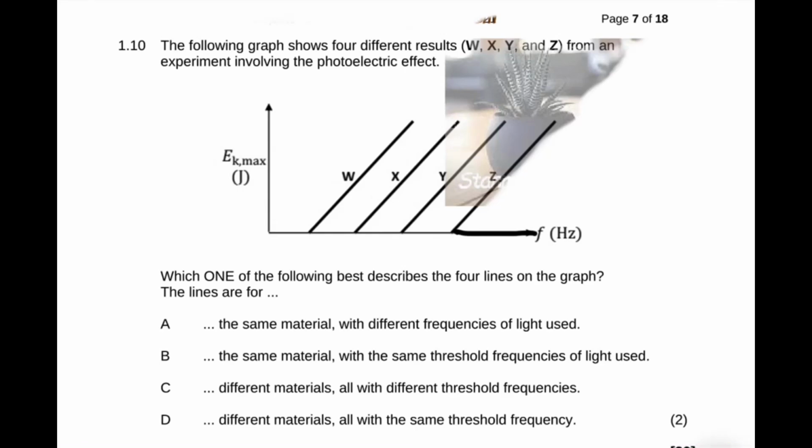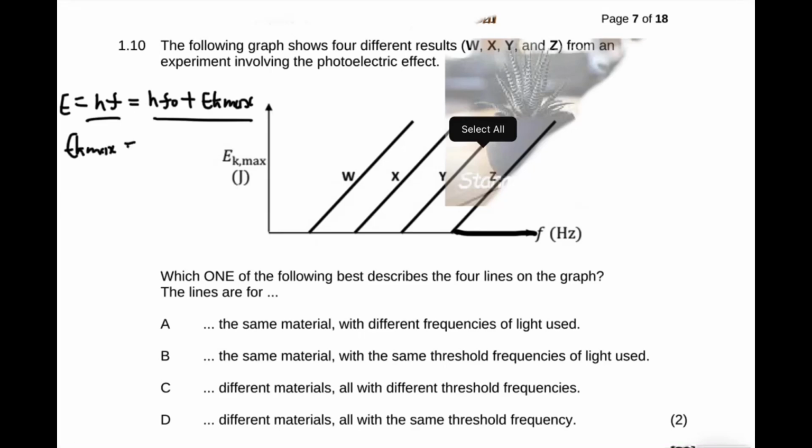Let's derive an equation. We know fully well that the energy is equal to Planck's constant multiplied by the frequency. Another way, you can have Planck's constant multiplied by the threshold frequency plus EK max. So these two are equal to each other, and that's how we derive our equation. We know EK max is supposed to be our Y. If we rearrange, we get EK max equals H, Planck's constant, multiplied by the applied frequency minus Planck's constant multiplied by the threshold frequency.